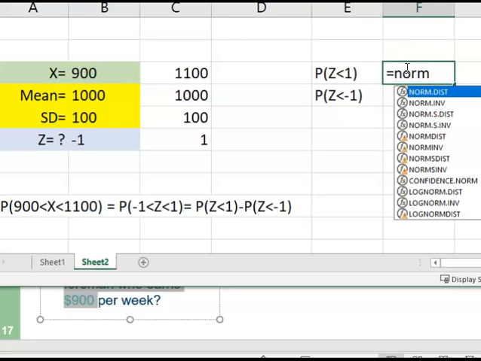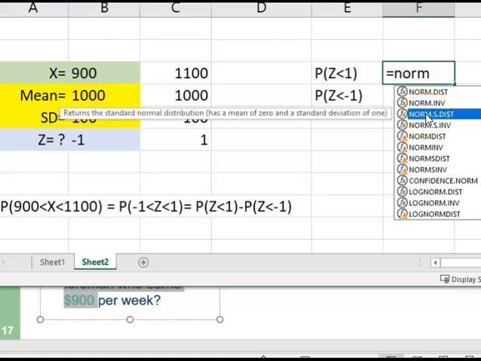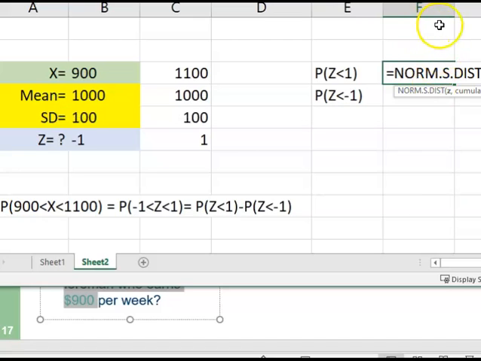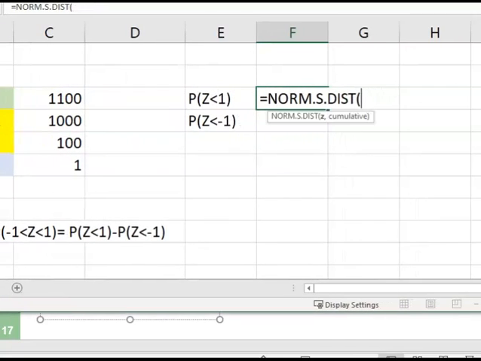So that's equal to norm. That's a standard, because z is a standard. If it's not a standard, if you just want to use x values, you use norm.distribution, but we want norm.s.distribution. And it's just asking for z. What is z? 1. Is it cumulative? Yes, because it's a continuous variable. So close it. True. True is because you want to see the area under the curve all to the left of 1, right?